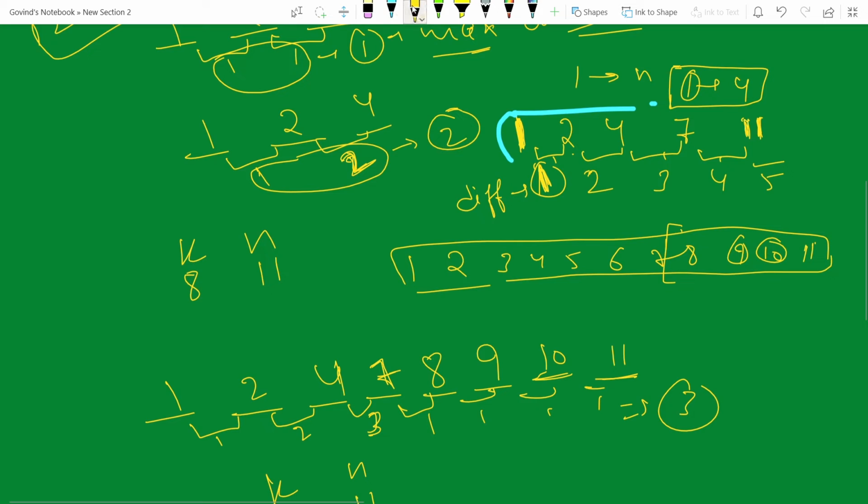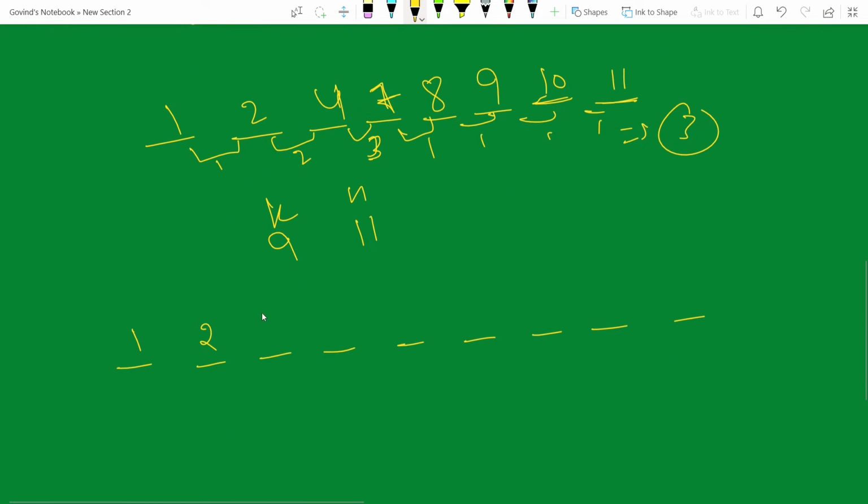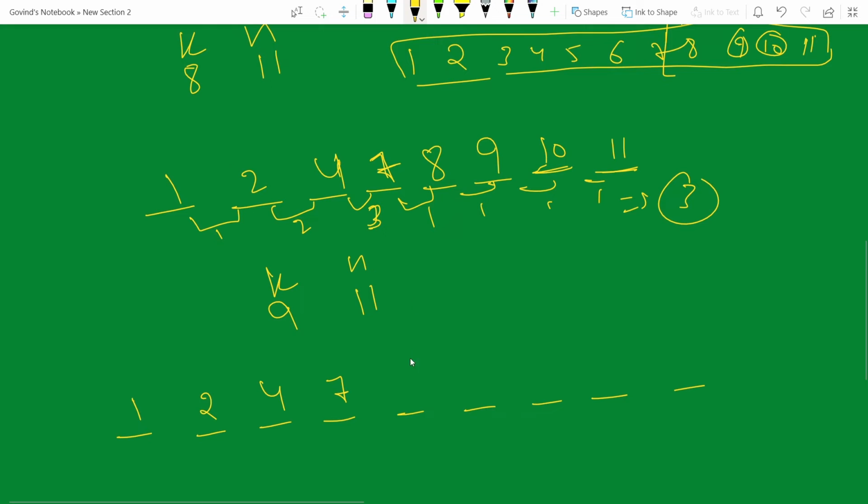Okay, so next I would take 4, then 7 with a difference. Now could I take 8 here? No, we have already seen that we cannot take 8, because if I take 8 9 10 11, then we need to fill more indexes that are not present here. So I cannot take 8 here, and I cannot take 7 here. Why? Because if I take 7, then the corresponding series would have fewer elements.